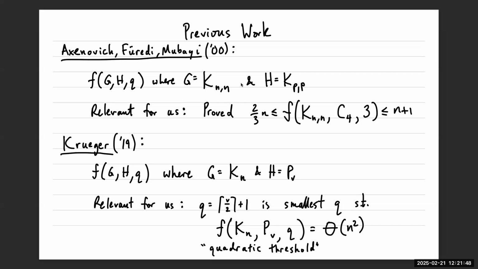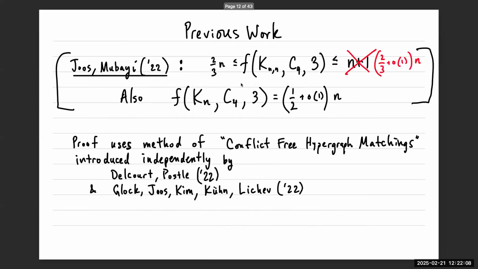Okay, so they provided a coloring which used N+1 colors where every C4 saw at least 3 colors. C4 is the cycle on 4 vertices, right? Okay, ignore the bottom one. I don't think I'm going to talk about it.